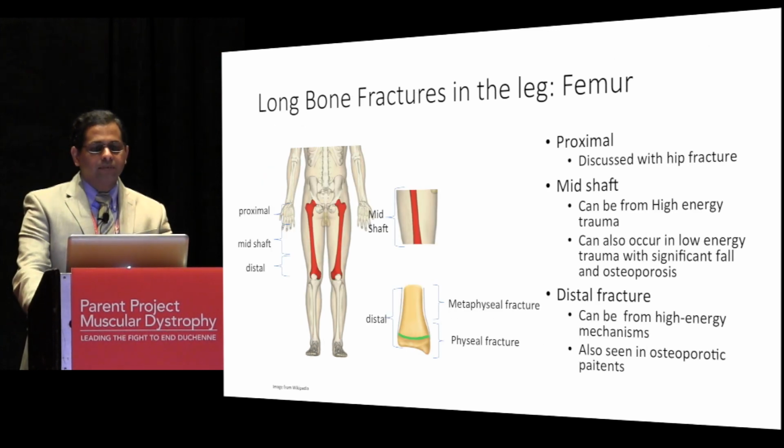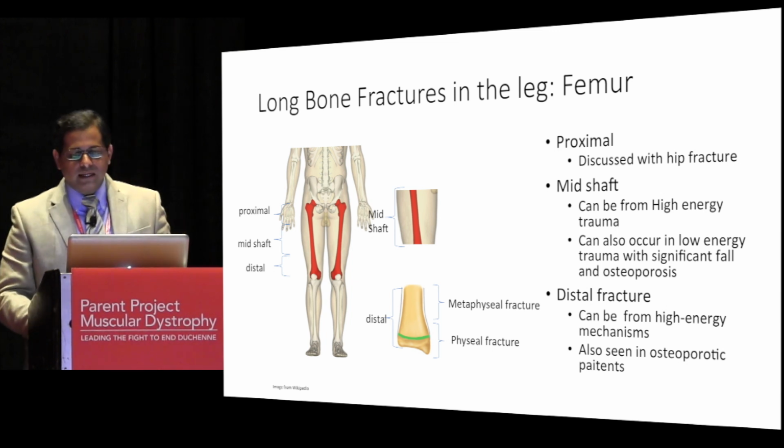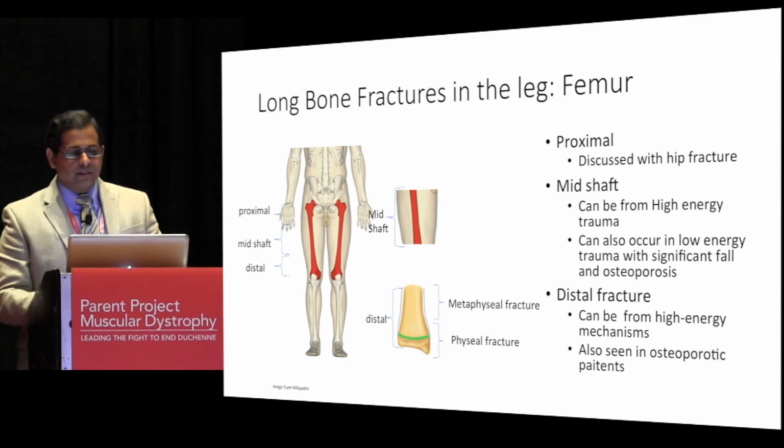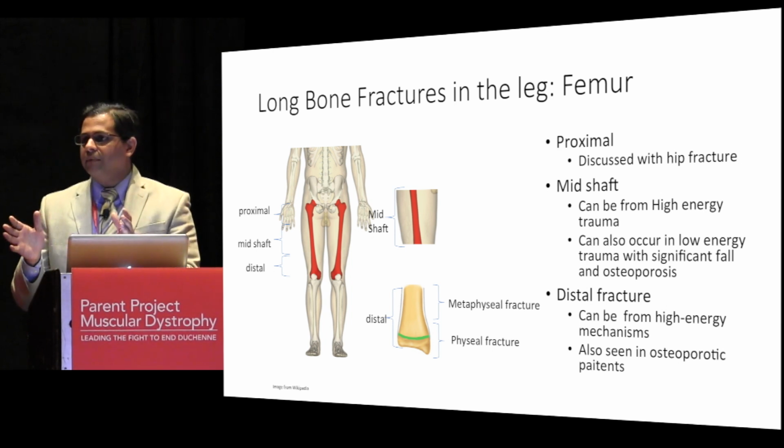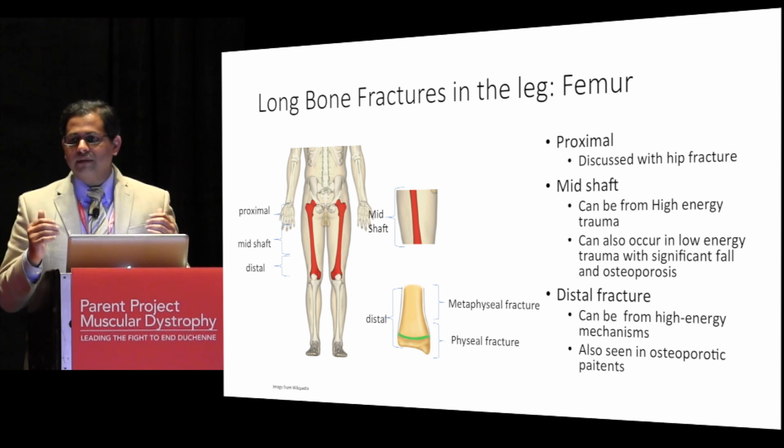So now we're going to talk about long bone fractures in the femur, and what we're going to talk about is there's different areas again. There's the proximal area, mid-shaft area, and distal area in the long bone of the femur. The proximal part, I'm going to talk about when I talk about hip fractures. So for now, I'm going to again focus mainly on mid-shaft and distal.